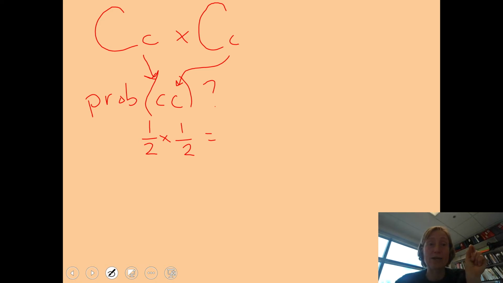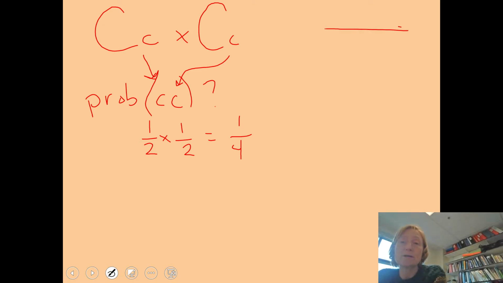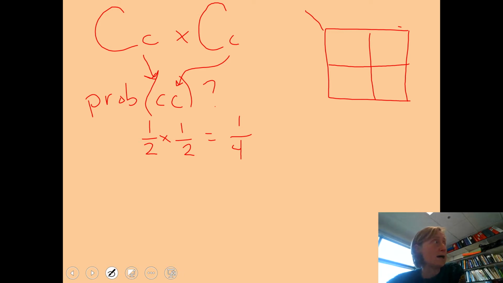What's the probability of getting little c from these parents? 1/2 times 1/2, or 1/4. This is a pretty simple problem. We could have done a real quick Punnett square, and I'm going to do that right now. If this couple mates, we can figure out the expected probabilities of the next generation by doing a Punnett square.